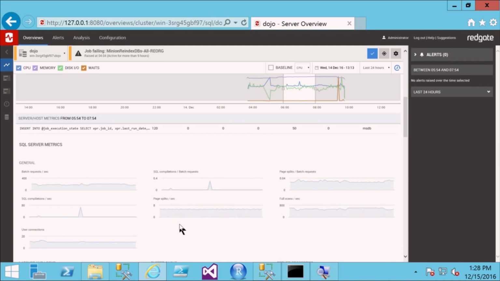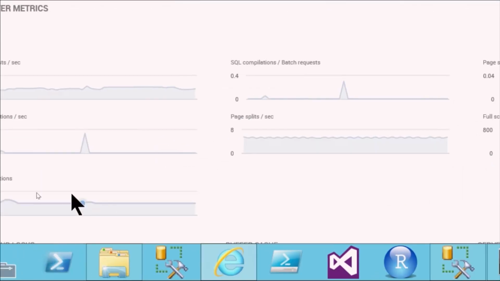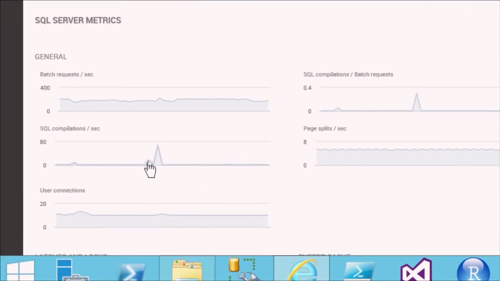We can look at SQL metrics. We can see what's going on across all kinds of stuff. We can see page splits, compilations, all kinds of other information. And you'll notice every one of these has something happened at 6:53. Around 6:53, 6:54 a.m., something happened.